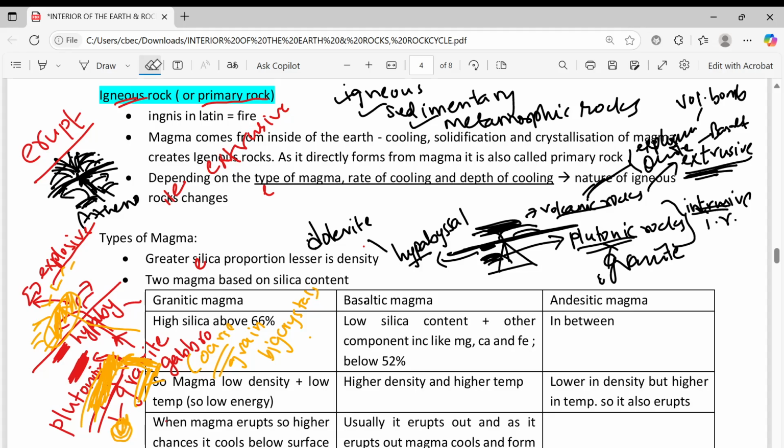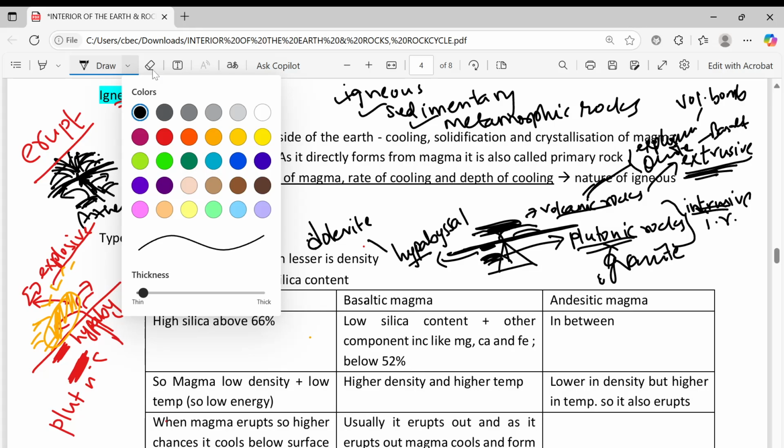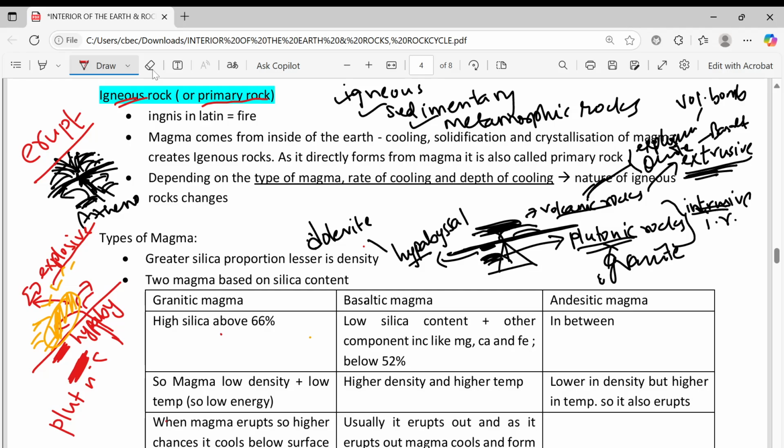Types of magma I will discuss later. Otherwise, let me discuss here only because this is important. We have to understand that various magmas are there; in magma also various types are there. So first, granitic magma, I told you.